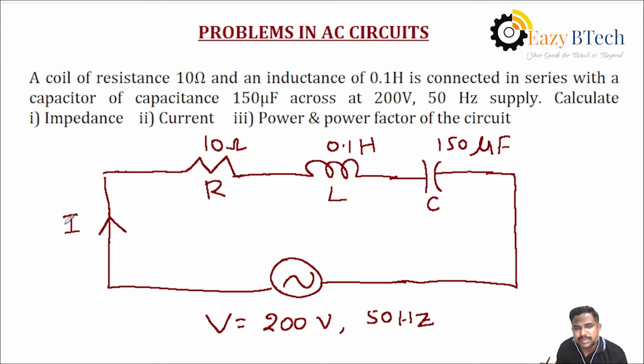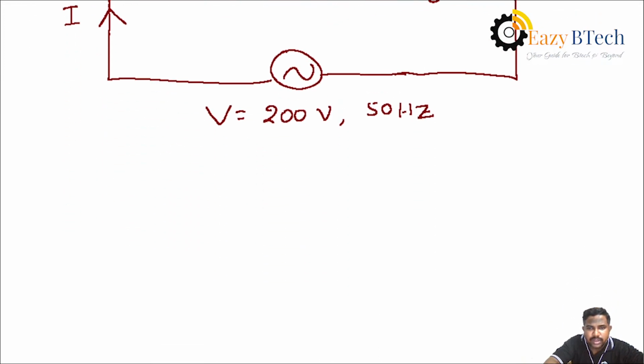In some of the problems, only R value and L value are given. Then draw the series RL circuit. Or R value and C values are given. Then draw the series RC circuit. Or a combination of R, L, C, like this problem. Then you can draw the series RLC circuit along with the voltage source. You can see the given circuit values. Based on these values, you have to find out the required values.